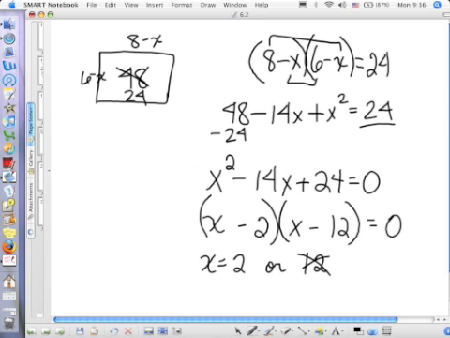Now the question could have been, what are the new dimensions? 6 and 4. Width of 4, length of 6.